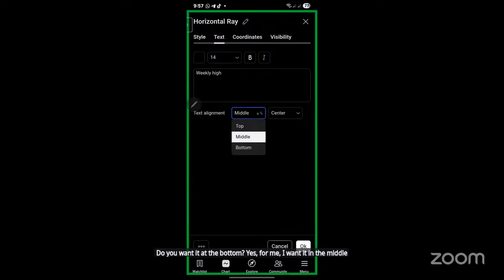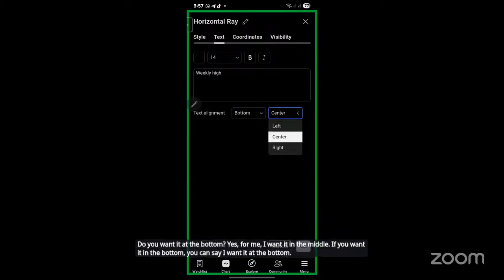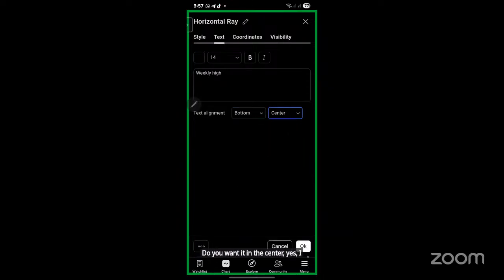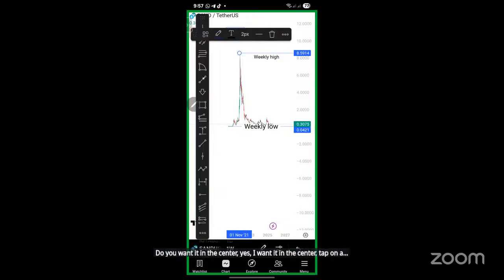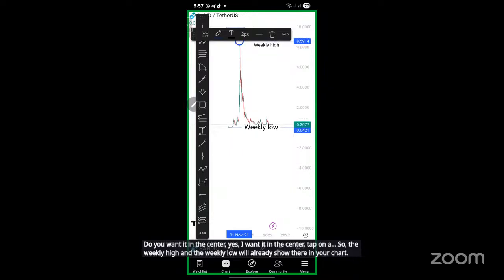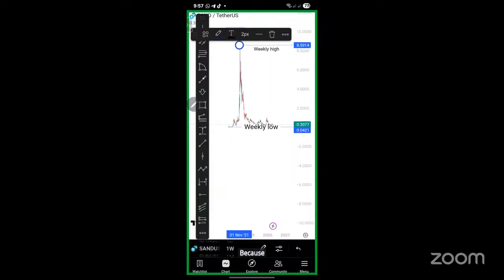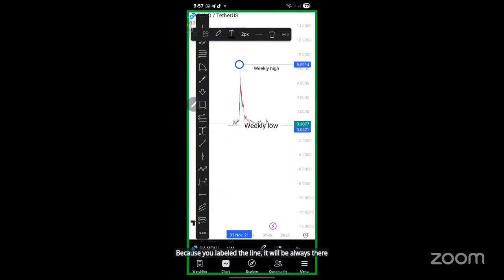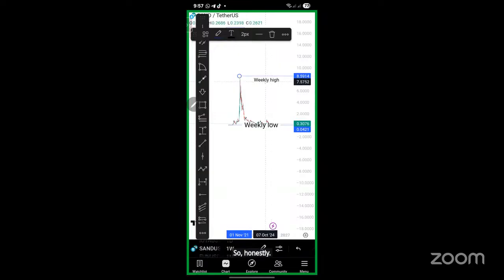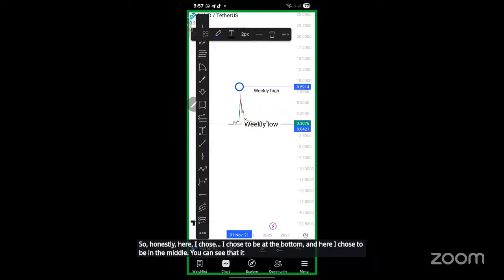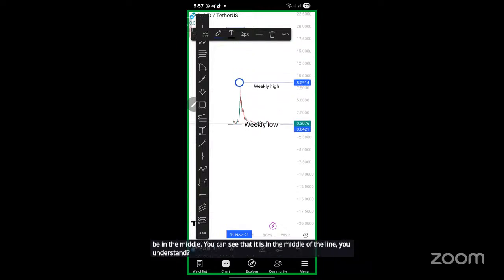If you want it at the bottom, you can say I want it at the bottom. Do you want it in the center? Yes, I want it in the center. Tap on OK. So the weekly high and the weekly low will always show there in your chart. Whenever you move it, because you labeled the line, it will always be there. You can see here I chose to be at the bottom, and here I chose to be in the middle. You can see that it is in the middle of the line. You understand? Let's go to one day.